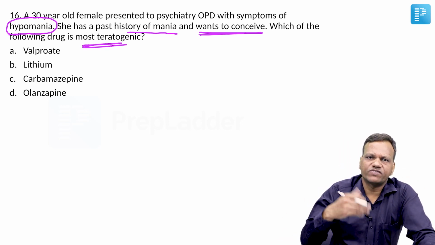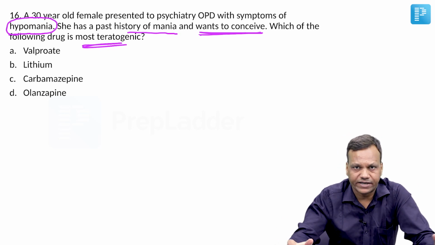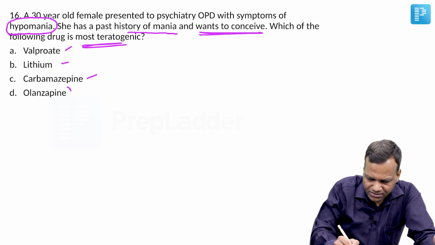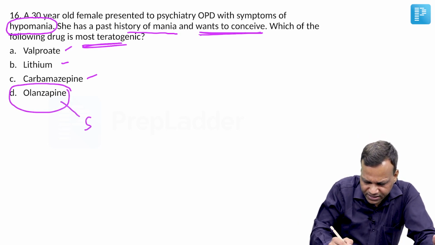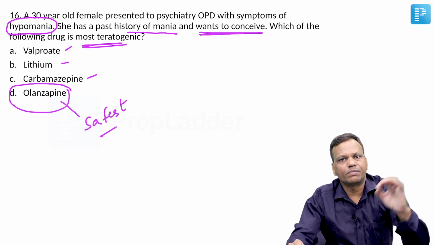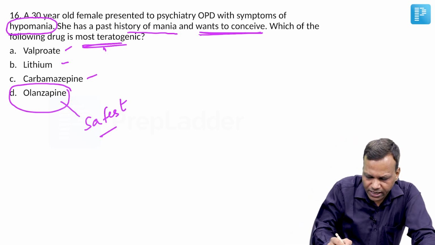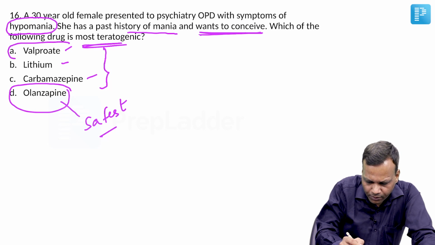So remember, most of the anti-manic drugs or bipolar drugs are teratogenic. Lithium is teratogenic, carbamazepine is teratogenic, valproate is teratogenic. The olanzapine like drugs are the safest drug, they are least teratogenic, so they are drug of choice for mania in pregnancy. But they are asking which is most teratogenic. All three are teratogenic, but the highest being valproate.